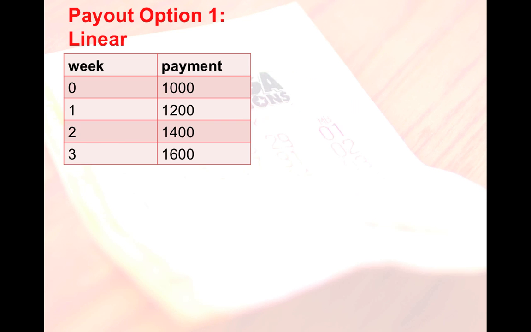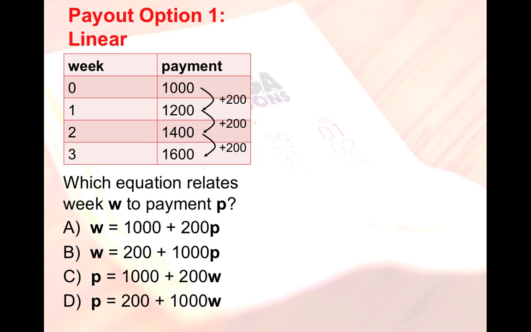You might recognize payout option 1 as a linear function. As the weeks go on, we receive $200 more, plus 200, plus 200. This is the hallmark of a linear function. You keep adding the same amount to get the next amount. You're probably already pretty familiar with linear functions. Which equation relates the week number to the payment you receive that week?